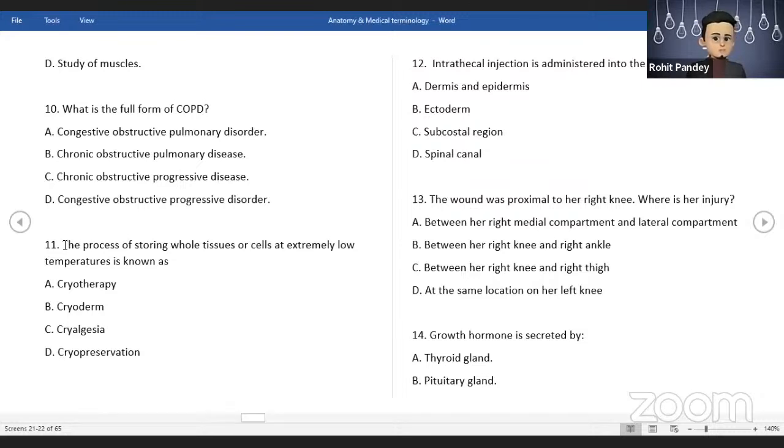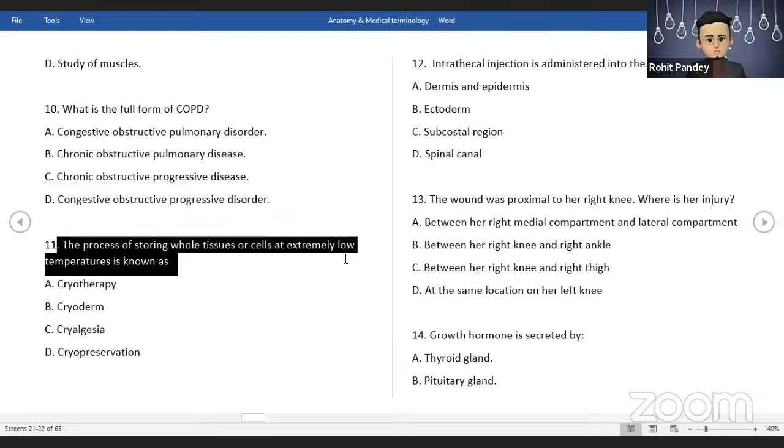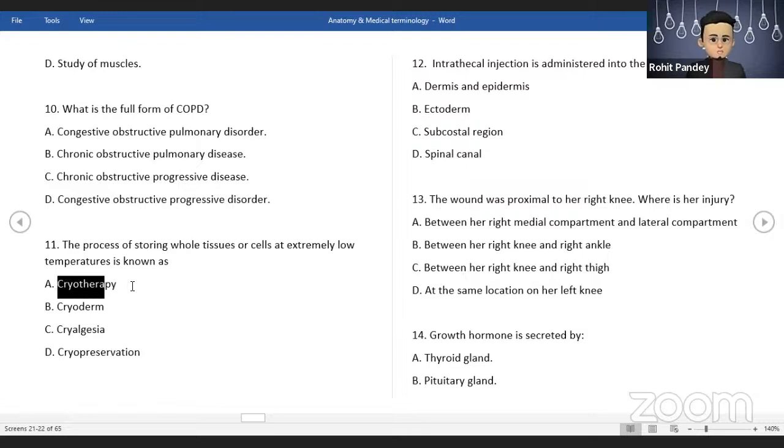Now, the 11th question is: the process of storing whole tissues or cells at extremely low temperature is known as: A, cryotherapy; B, cryodome; C, cryalgias; D, cryopreservation. The process of storing whole tissues or cells at extremely low temperature is known as cryopreservation. So the answer is D.